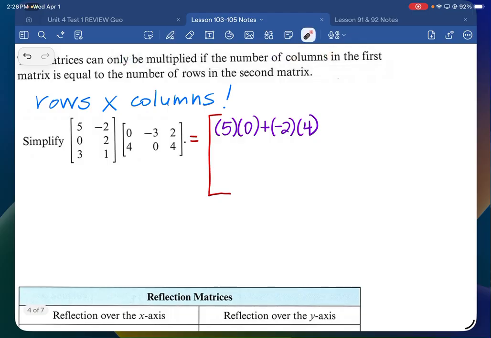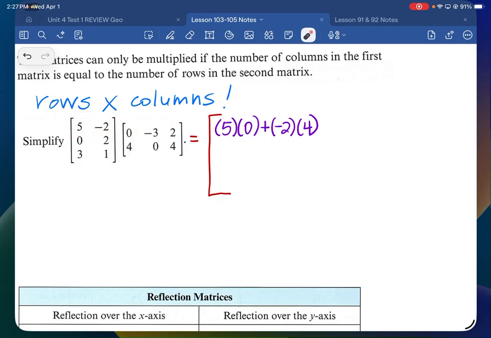So let me show you how I got that. Remember how I said row times column? The 5 times 0 came from these two. Then we're going to add -2 times 4. Because remember, we're doing rows times column. So 5 times 0 added to -2 times 4. That answer is going to go on our top left.